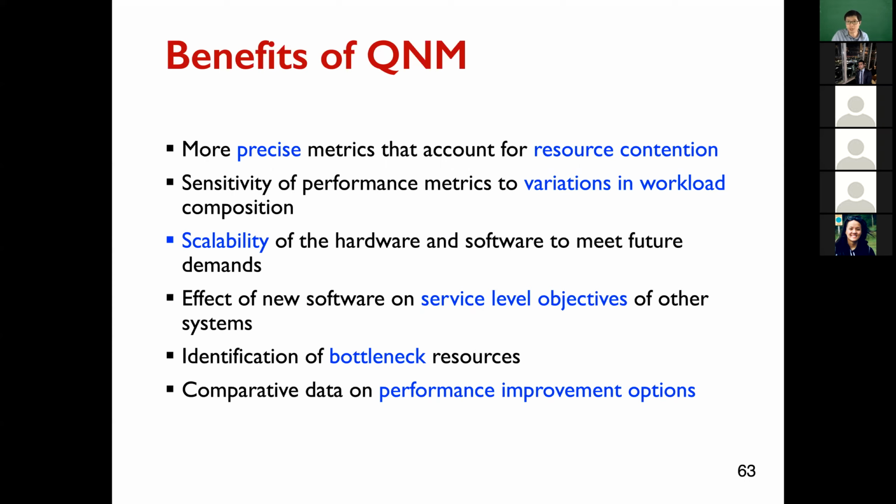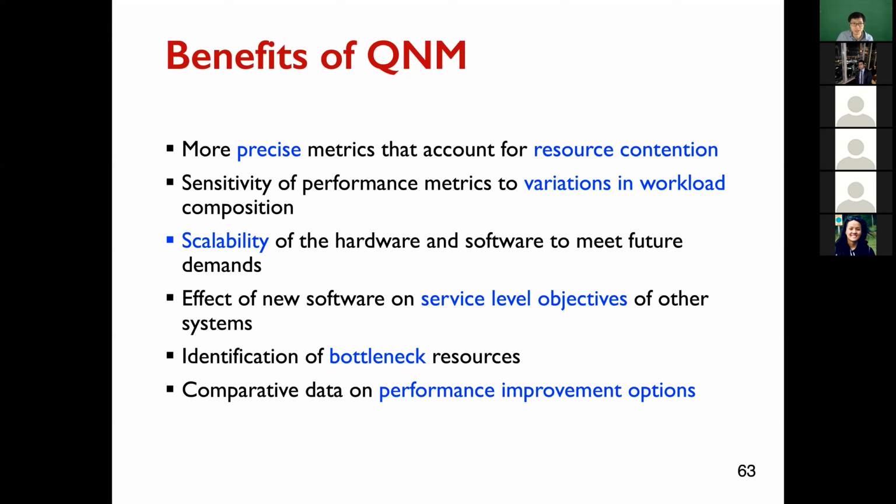What are service level objectives? For example, users need to be able to access your system within 1 millisecond. That's the service level objective. And it helps you to identify bottleneck resources. It also provides you the options to improve your system. For example, if you identify a bottleneck, then you may want to add more resources to this bottleneck.